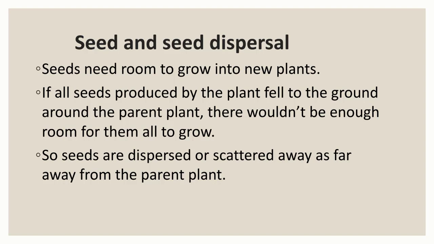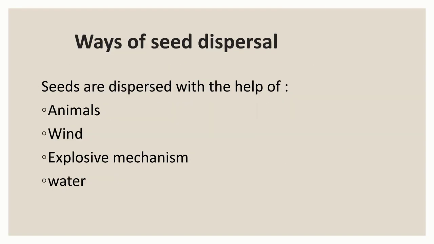The seeds that are formed during fertilization need to be dispersed. If all seeds produced by one plant fell to the ground around the parent plant, there would not be enough room for all the seeds to grow. To make sure that plants can grow from seed without too much competition from each other, seeds are scattered away from the parent plant. Different ways of seed dispersal are with the help of animals, wind, water and explosion.